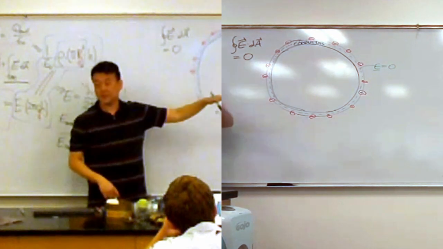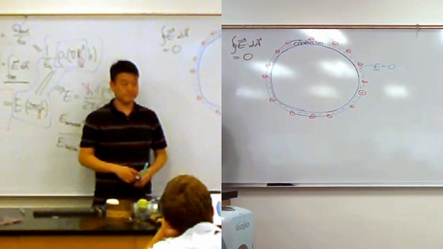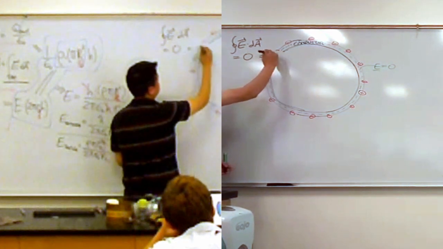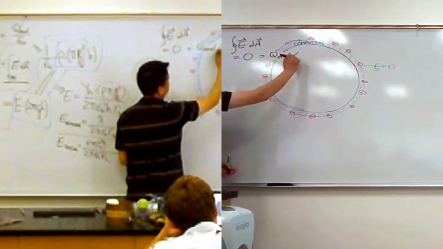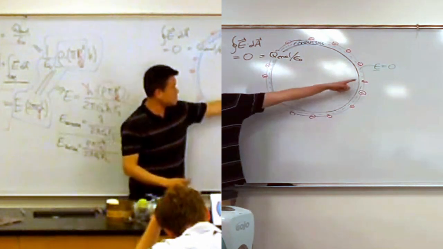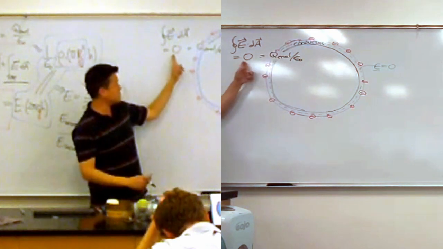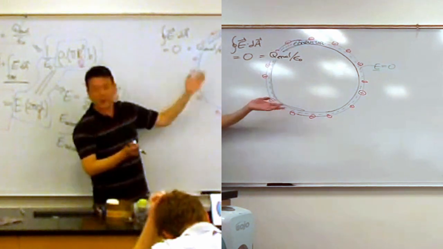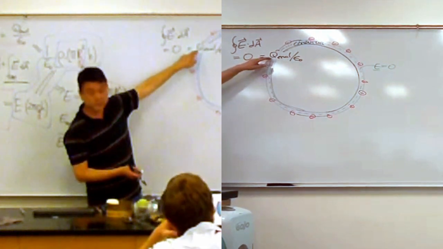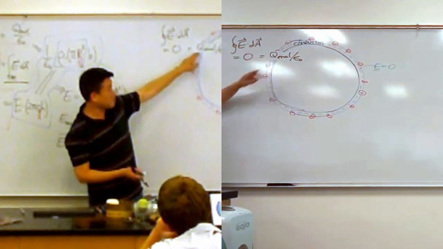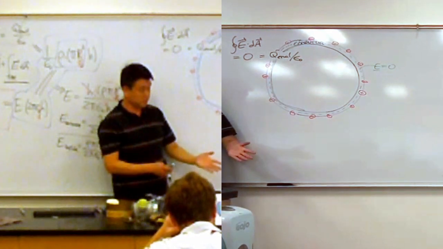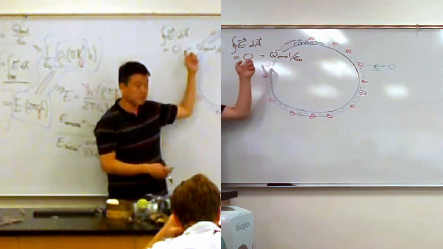What's on the right-hand side of Gauss's law? The charge enclosed over epsilon naught. So the fact that the electric field inside this Gaussian surface is zero, or the flux through this Gaussian surface is zero, means that the charge enclosed inside is zero. What this proves mathematically is that there's no net charge on the inner surface of the conductor.